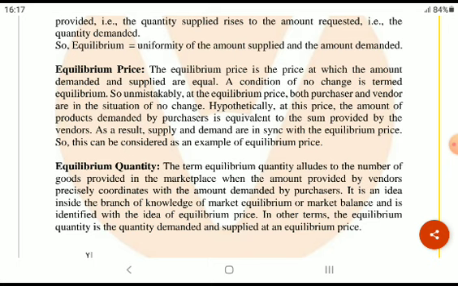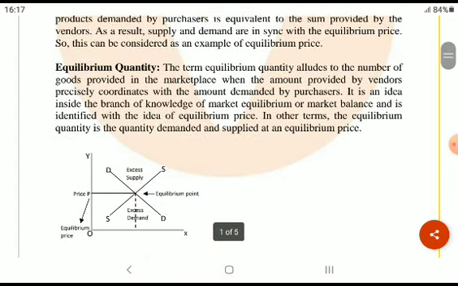And next is equilibrium quantity. The term equilibrium quantity alludes to the number of goods provided in the market when the amount provided by vendors precisely coordinates with the amount demanded by the purchasers. It is an idea inside the branch of knowledge of market equilibrium and is related to the idea of equilibrium price. In other terms, the equilibrium quantity is the quantity demanded and supplied at the equilibrium price.